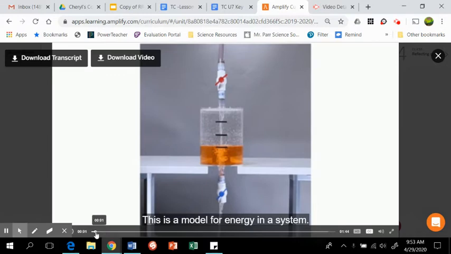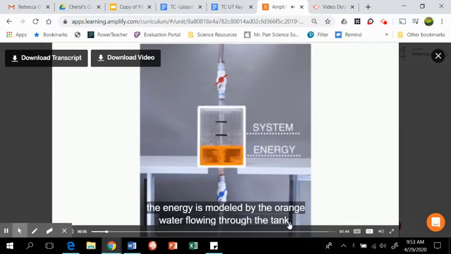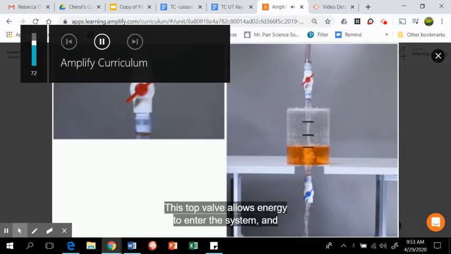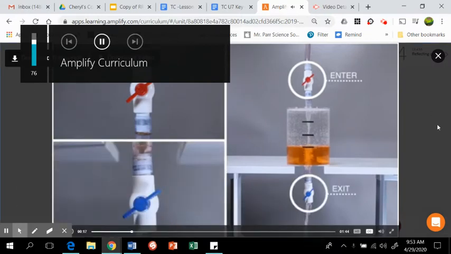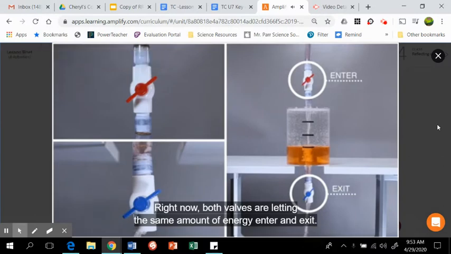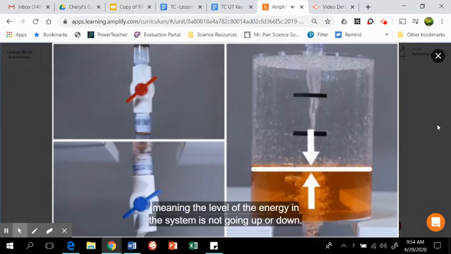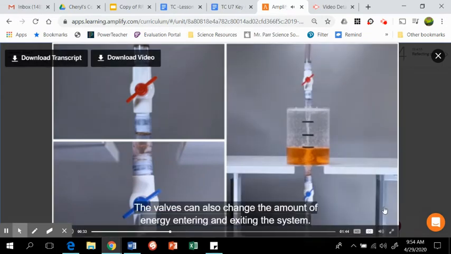And now this is a video from Amplify that we're going to watch about energy in a system. The system is represented by the tank, and the energy is modeled by the orange water flowing through the tank. This top valve allows energy to enter the system, and this bottom valve lets energy exit the system. Right now, both valves are letting the same amount of energy enter and exit. Because of this, the system is stable, meaning the level of the energy in the system is not going up or down. The valves can also change the amount of energy entering and exiting the system.